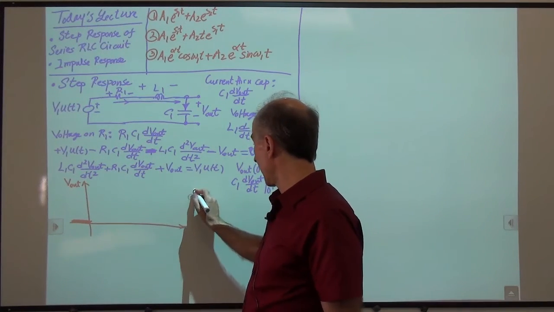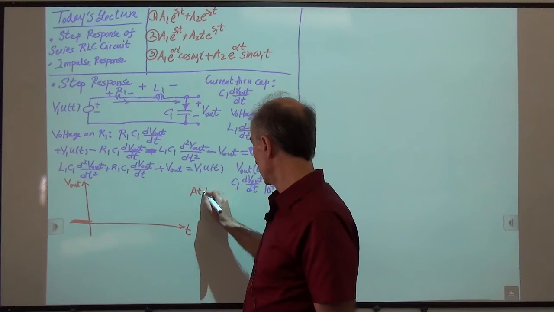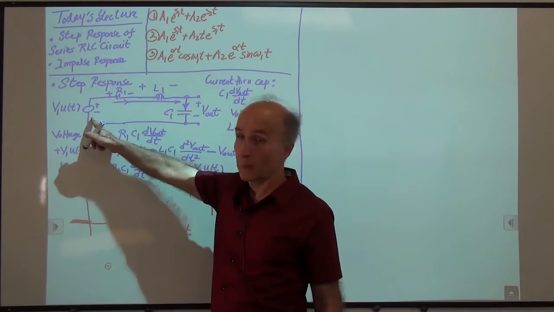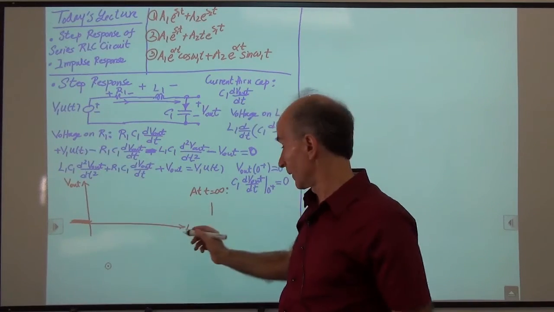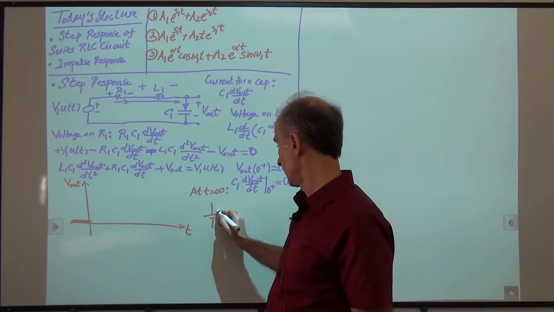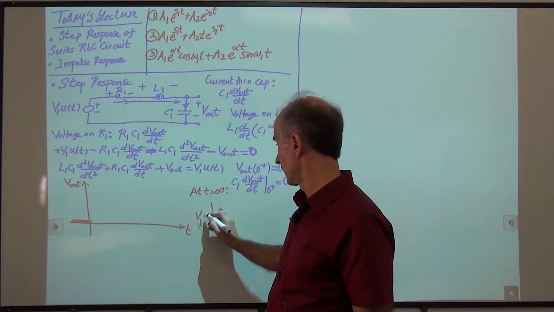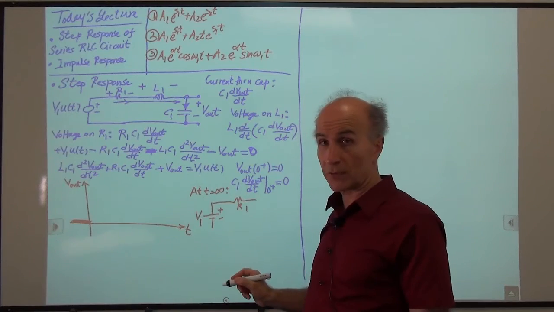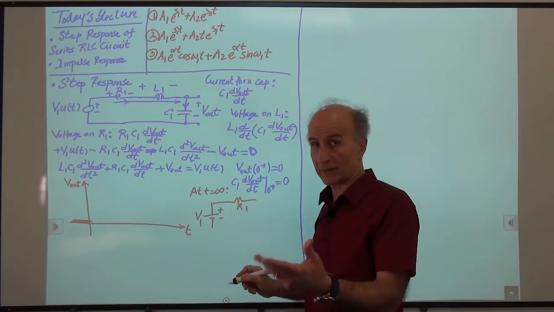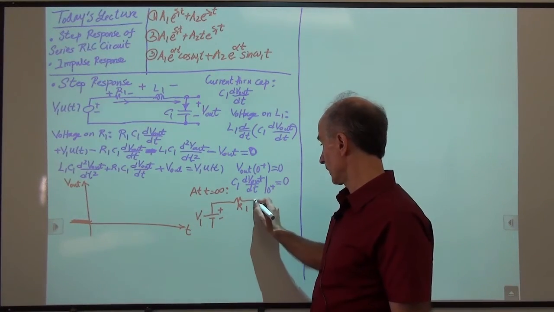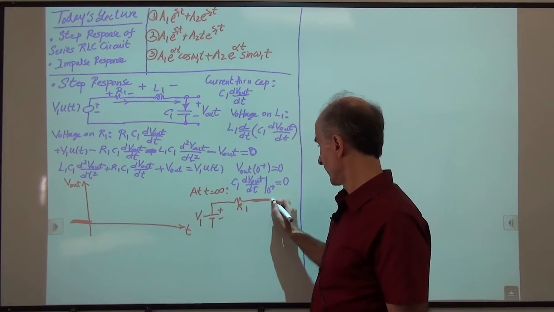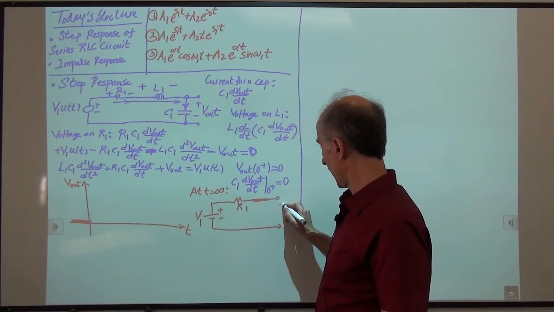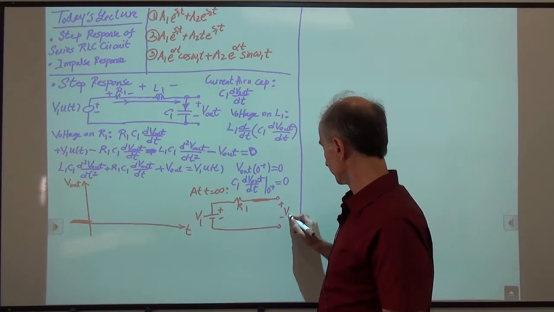So we say at t equals infinity, we have this guy, which is now constant, so I can just put a battery there. So here's a battery of value V1. I still have my resistor R1. The inductor is a short circuit because we are thinking that this current is constant, so its voltage is 0. And the capacitor is open, so it's no longer here. And that is the simplified circuit.